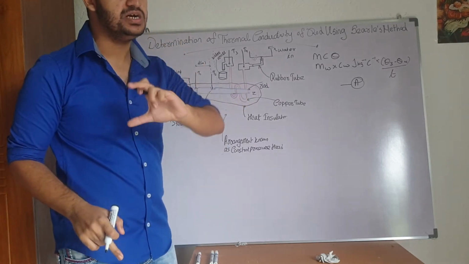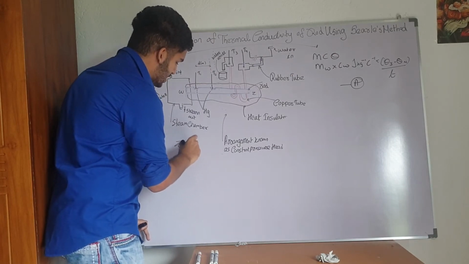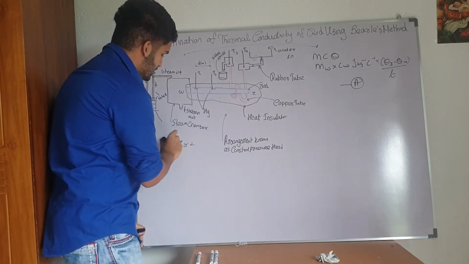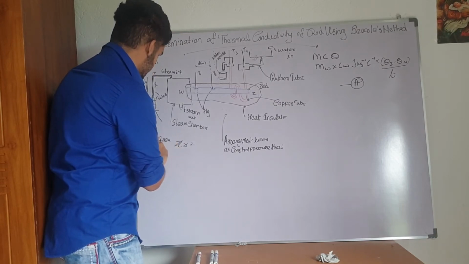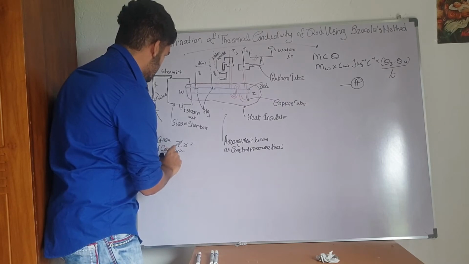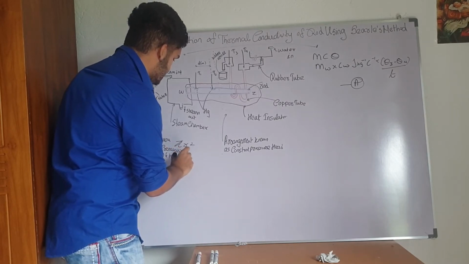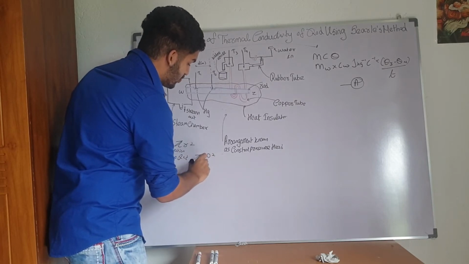How are you going to do this? Using a vernier caliper, you can measure it like this. Normally it's pi r squared, right? The area of the cross section of the rod is pi d squared by 4.